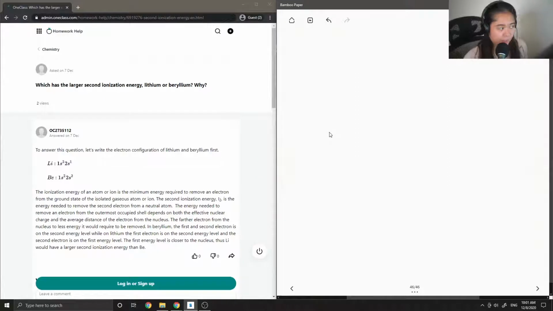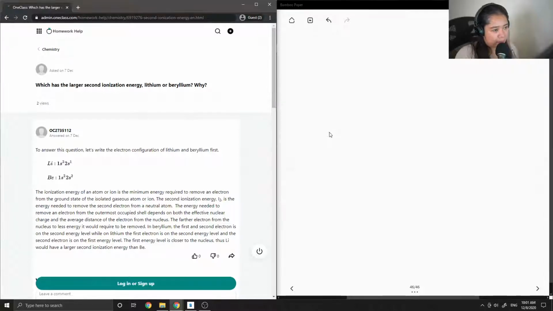Okay, so question 1 asks, which has the larger second ionization energy, lithium or beryllium? And explain why. Okay, so let's recall what ionization energy means.